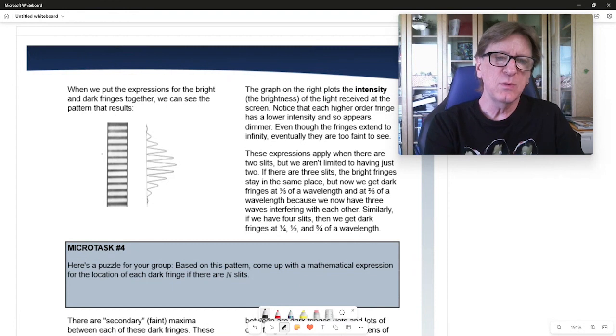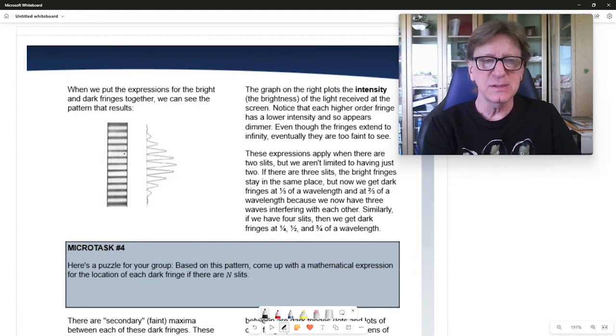Okay, so you see that when we put all of these patterns together, we're going to get something that kind of looks like what we see here. The central bright fringe, and we're showing this here on this side. So this would be our central bright fringe. And then the fringes get dimmer and dimmer and dimmer as we move outward in either direction.